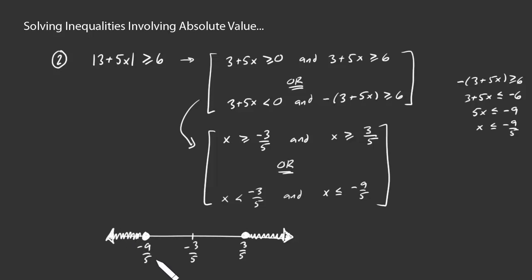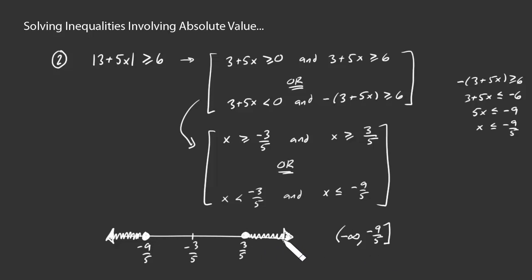Okay, and so that's our solution set. If you want to write it in interval notation, we have this interval here from negative infinity up to negative 9/5. So negative infinity up to negative 9/5. We're, of course, never including negative infinity. It's not even a number. We do include negative 9/5, so we'll use a bracket there.